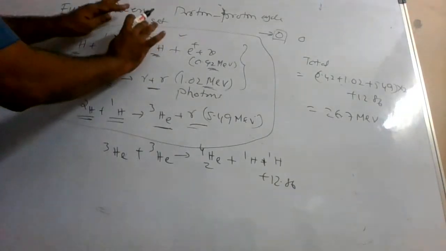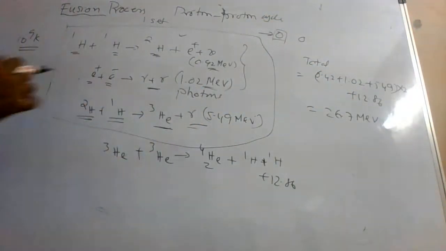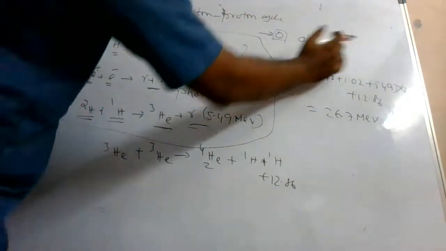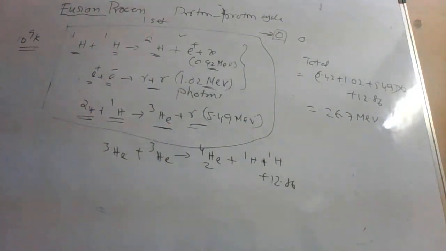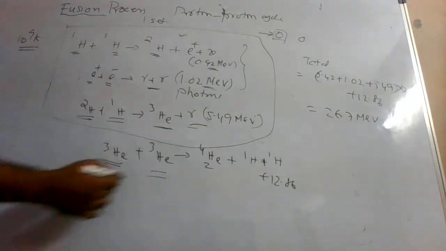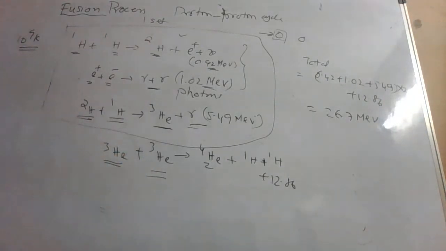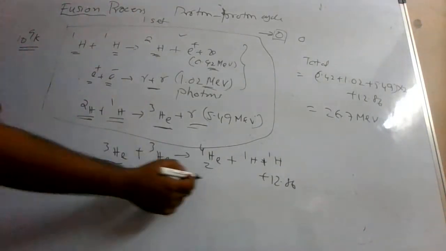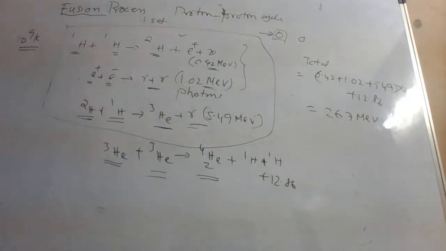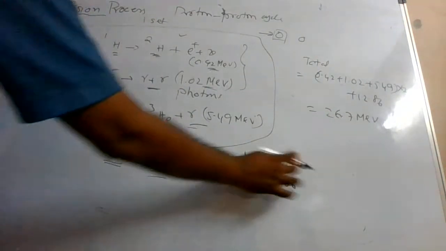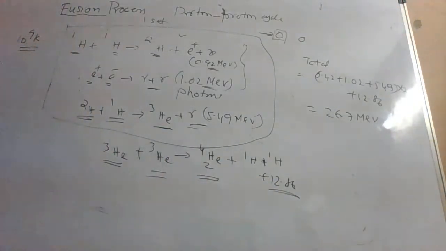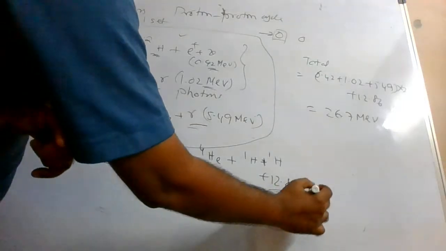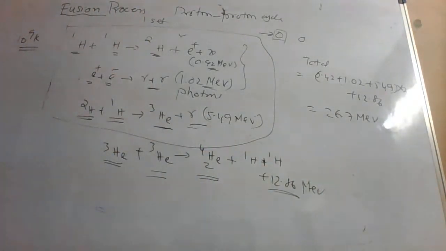Imagine a similar set happens in parallel. Just parallel to this, this type of activity happens. Then you get two helium 3. Now they will fuse with each other, and in the process a helium nucleus is created and two protons are released with an energy of 12.86 mega electron volts. All these values are in MeV, mega electron volts.